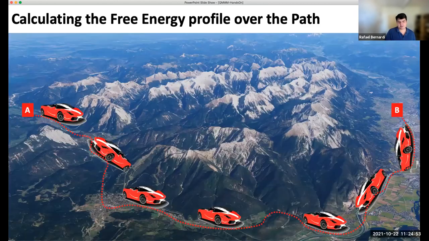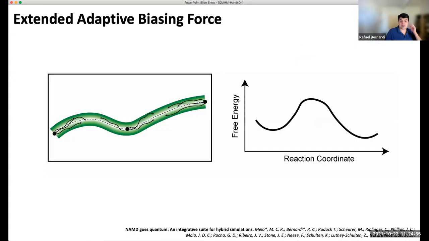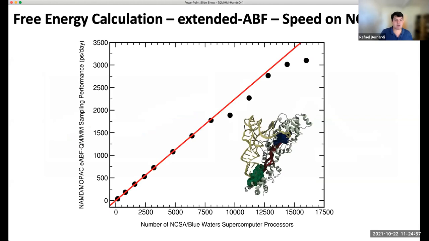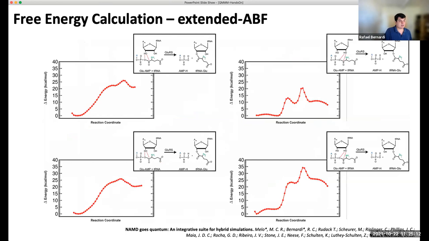So it's expensive in terms of total computer cost, but it's cheap in terms of time: you can get the free energy pathway and the free energy value of the reaction in just a couple of days, because you're using a lot of resources at the same time. Okay? So you can parallelize that a lot.